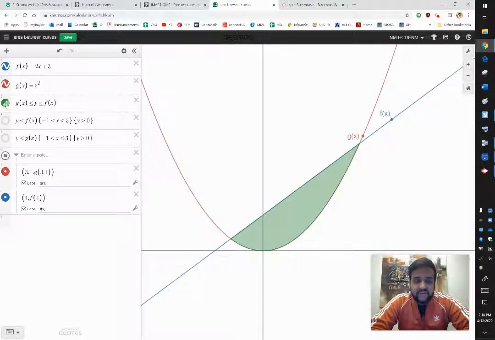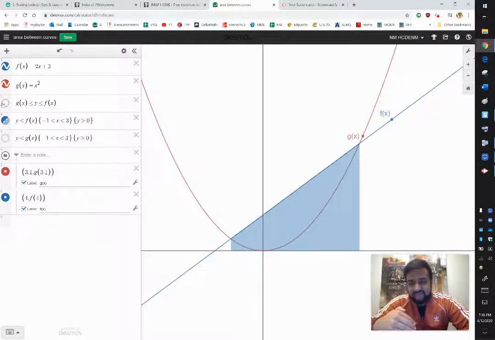Now, one way to do that is to first find this area here in blue. That's the area underneath f. So I can write an integral to find the area from a to b, a being the lower endpoint and b being the upper endpoint. Find the area under the blue function. Of course, that's too much. I need to remove something from that.